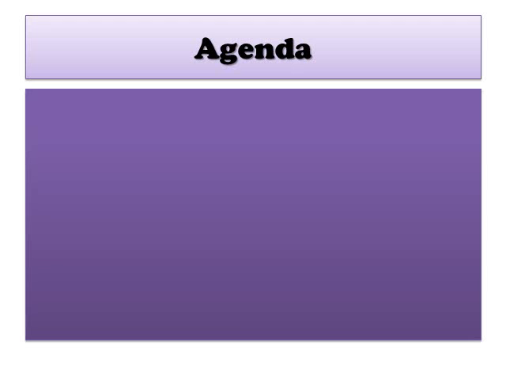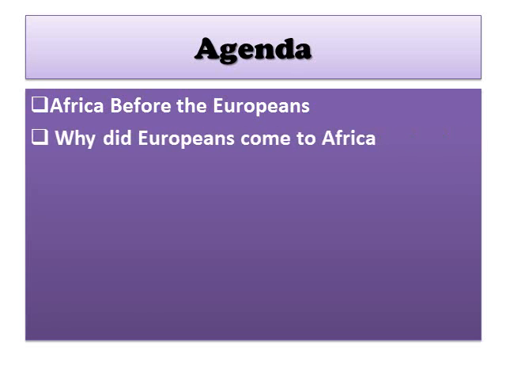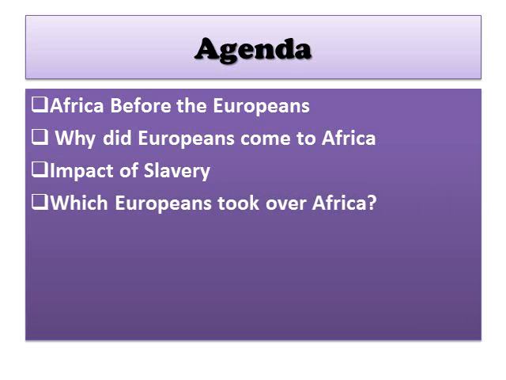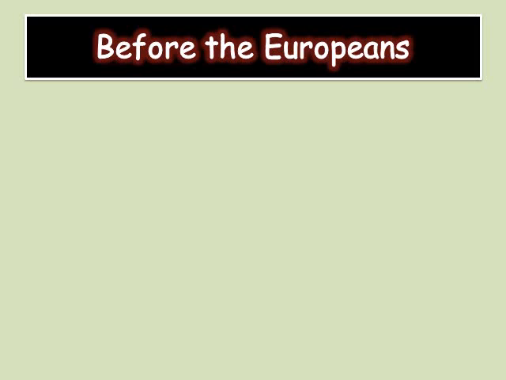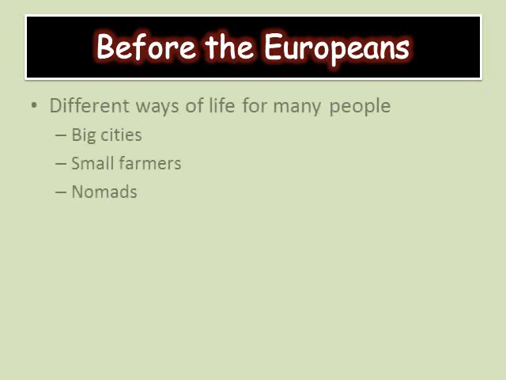And on the agenda for this lesson, we're going to take a look at what Africa was like before the Europeans arrived. Why did Europeans come to Africa? What the impact of slavery was. Which Europeans took over Africa? The consequences of dividing Africa. So let's start with what Africa was like before the Europeans arrived.